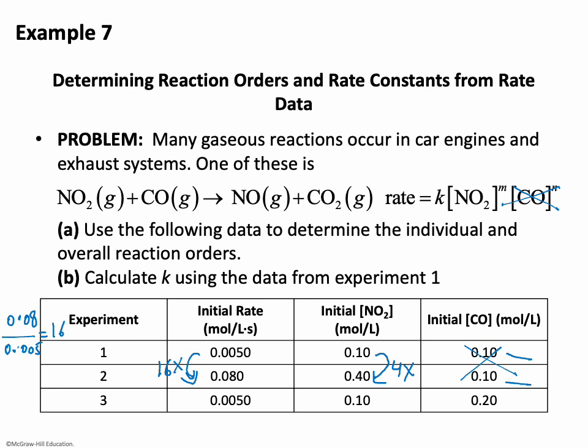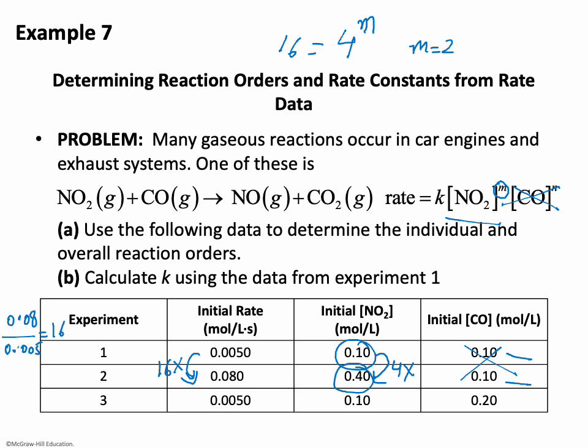Which means when your concentration changed 4 times, this was 4. Concentration is always to the power of the order, right? This is concentration to the power of m. So 4 to the power of m is equal to 16, which means what is my m? M is 2. Always remember, you take your concentration to the power of m, and rate is basically just the ratio of rates. If you did experiment number 2 divided by experiment number 1, that's how I got 4, right?